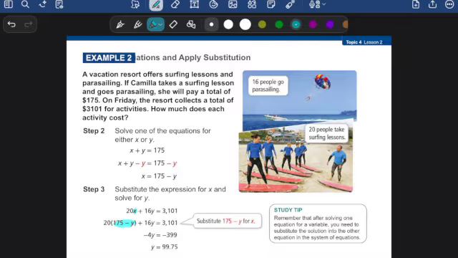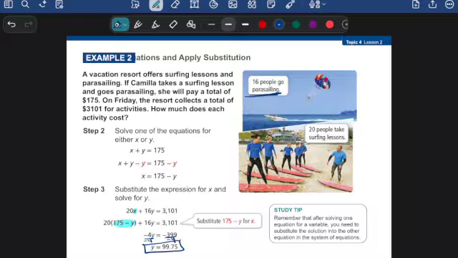And then we distribute and we combine like terms and we get negative 4y equals negative 399. Divide both sides by negative 4. Here's our value for y. Remember, what does y equal? The cost of one parasailing lesson. So one parasailing lesson costs $99.75.